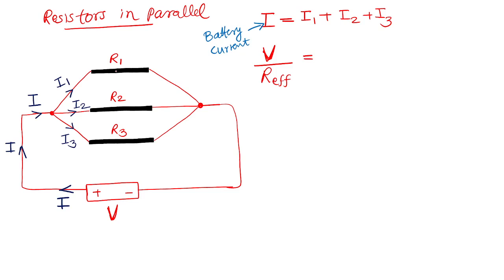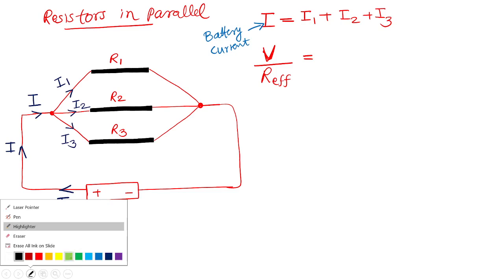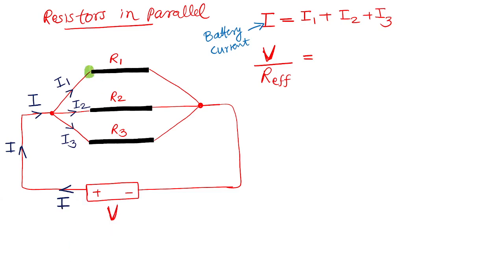I1. And what is this I1? That part I will discuss. Listen carefully. What is the potential difference across R1? This is the left side of R1, isn't it? This highlighted point is the left side of R1.